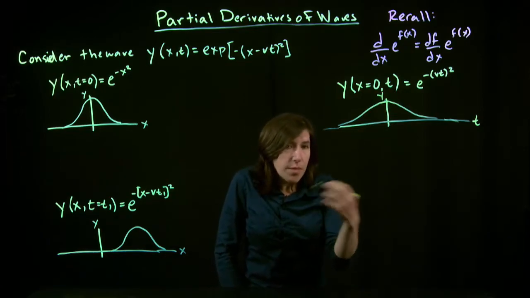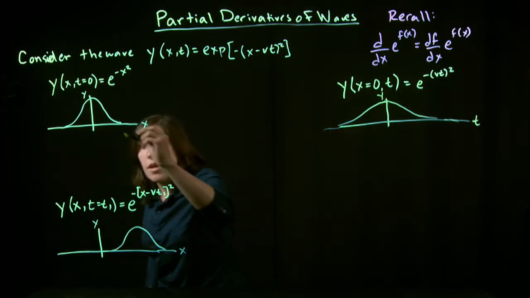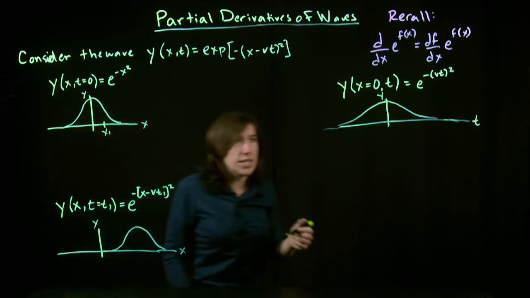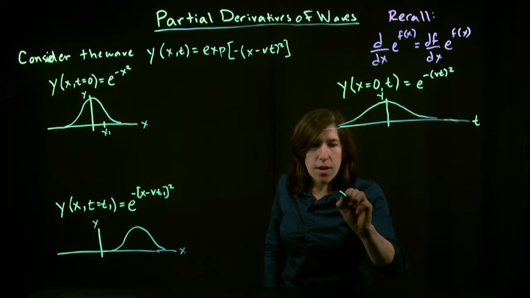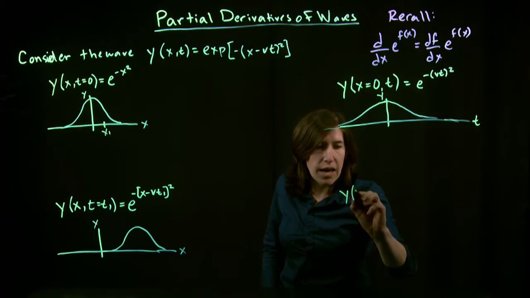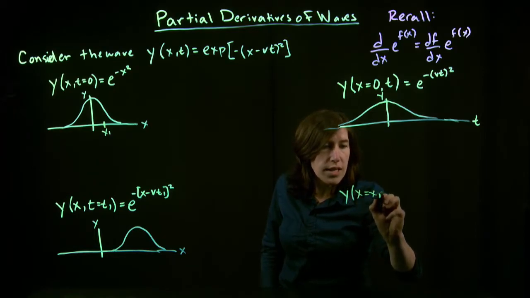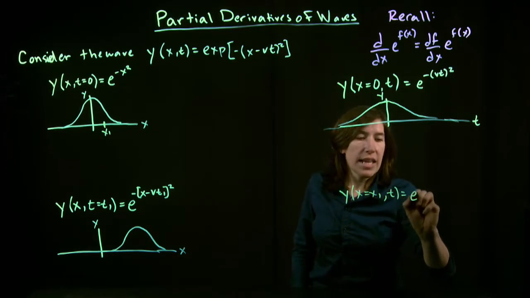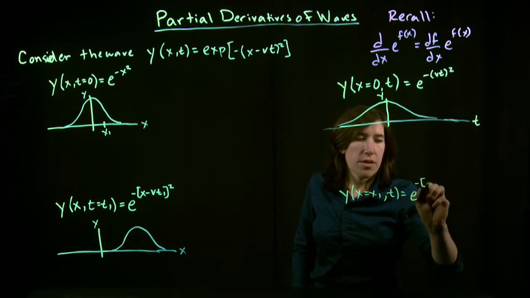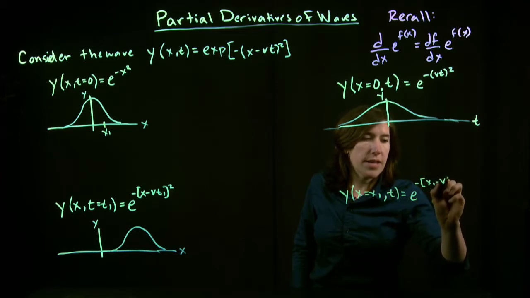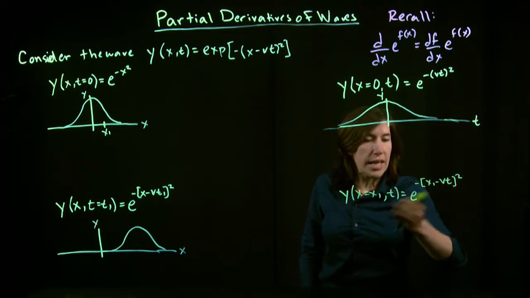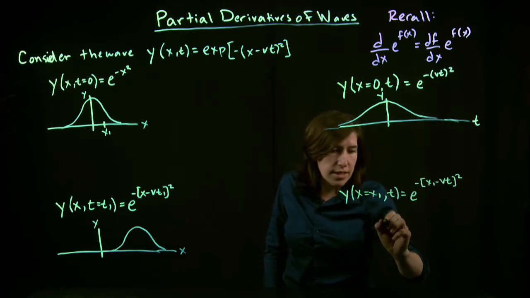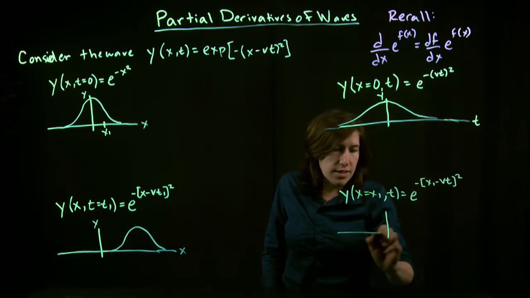And then again, we could maybe consider some different point. So let's say we want to consider this point x1 and see how that changes in time. Now our height function is given by y of x equals x1, and now time is varying, and so this is e to the negative x1 minus vt squared. Again, it's now only a function of one variable because x1 is some constant, and we could plot this.